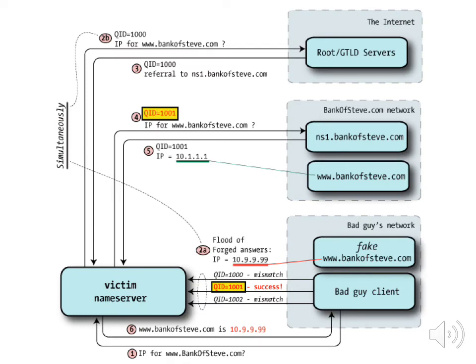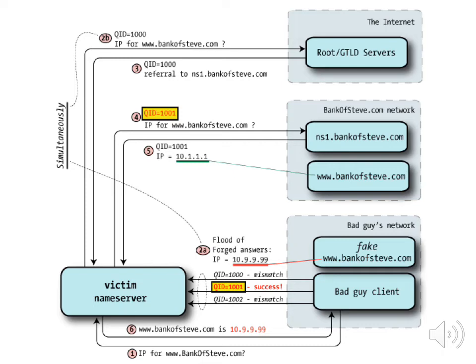We start at the bottom with this lookup. We want the IP address of the bad guy client, but the goal here is we want to attack a victim name server. So our goal is we want to attack www.bankofsteve.com, and we want to stick in a fake address that goes to the fake Bank of Steve, 10.9.9.99.